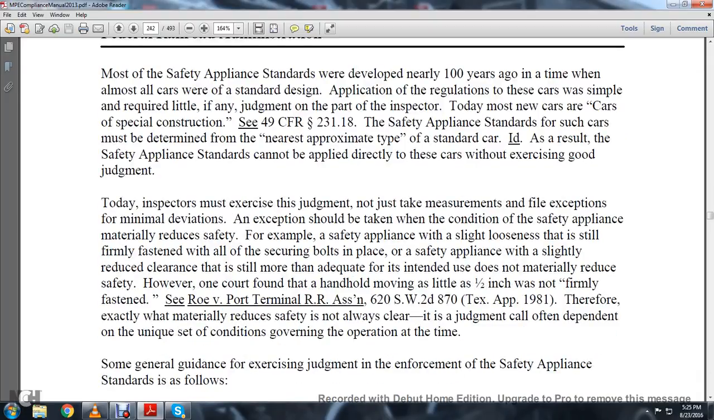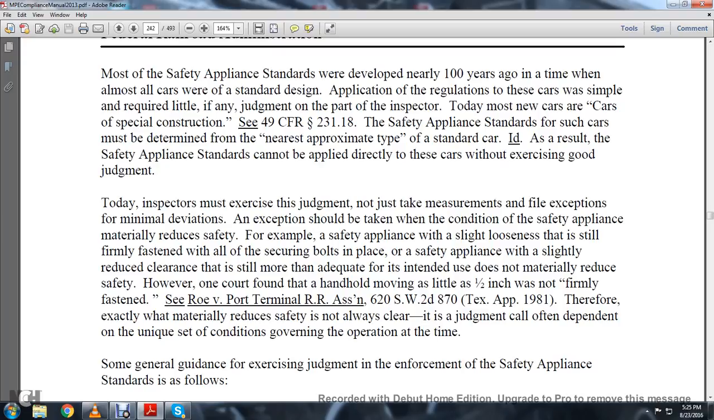Today, inspectors must exercise judgment, not just take measurements and file exceptions for minimal deviations. An exception should be taken when the condition of the safety appliance materially reduces safety. For example, a safety appliance that is slightly loose but still firmly fastened does not reduce safety, securing the bolt tight in place.